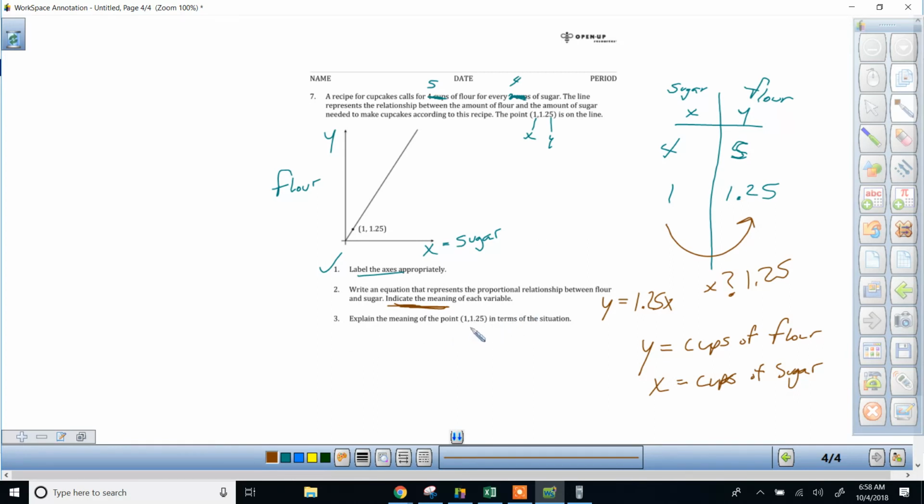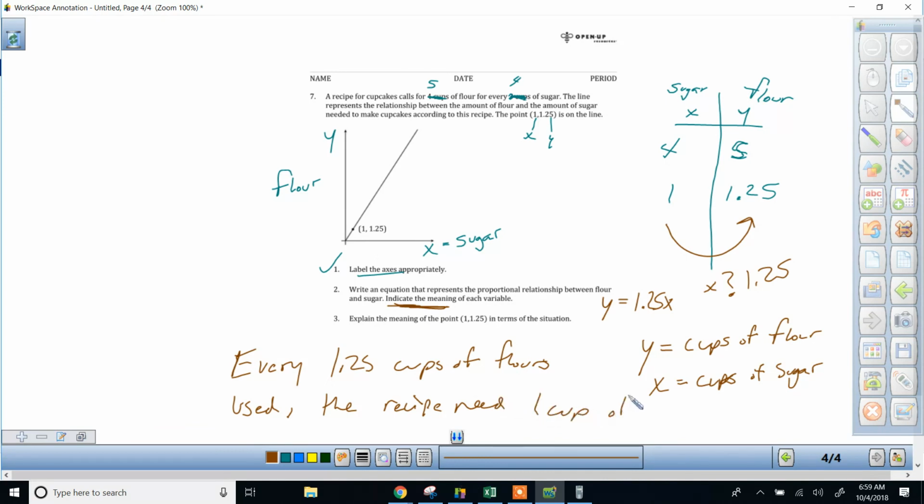And then explain the meaning of the point (1, 1.25) in terms of the situation. It is representing 1 cup of sugar per 1.25 cups of flour. So what it means is that for every 1.25 cups of flour used, the recipe needs 1 cup of sugar. That's what it represents in the situation. That's the meaning of this ordered pair.